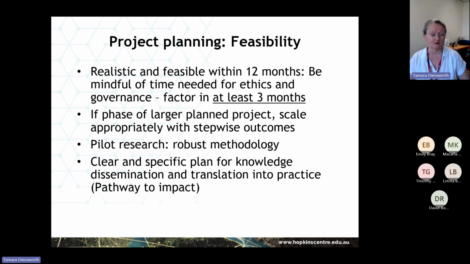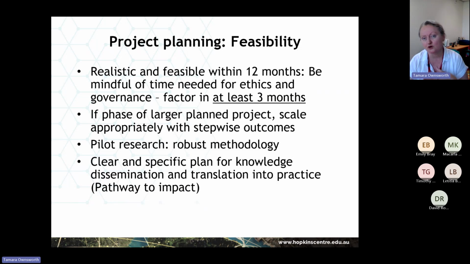So really trying to avoid projects that have multiple phases where you need multiple rounds of ethical clearance, because with the 12-month time frame, that's not going to be feasible. So at least 3 months should be clear in your timeline that you're putting forward.